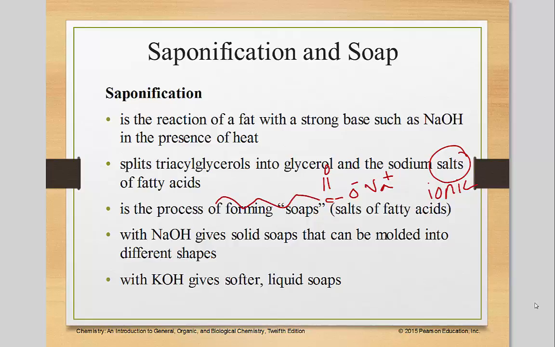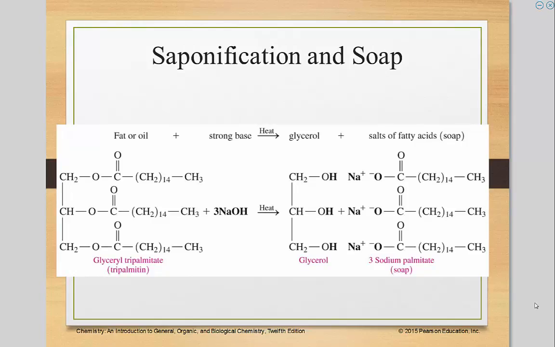Saponification is the process of forming soaps. This is how we form soap. With NaOH gives solid soaps that can be molded into different shapes. With KOH gives softer liquid soaps. So if we look here, this is saponification and soap. So once again, we're going to break it between the oxygens. So this bond here breaks at the ester. On one side, you're getting that alcohol back. On the other side, you have that O minus Na plus, which was the salt of the carboxylic acid.